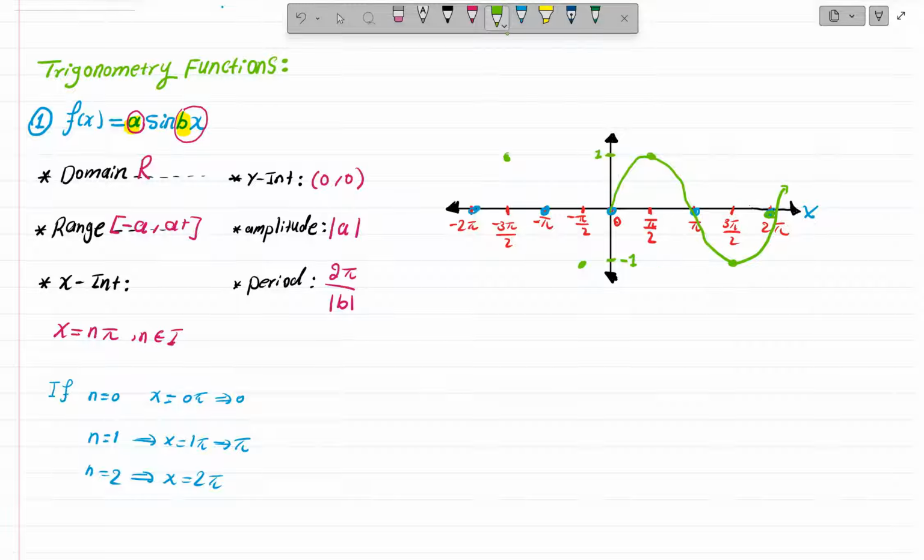This one, something like here. And also from the other side, you will get the same. And this one, by the way, continues on both sides.